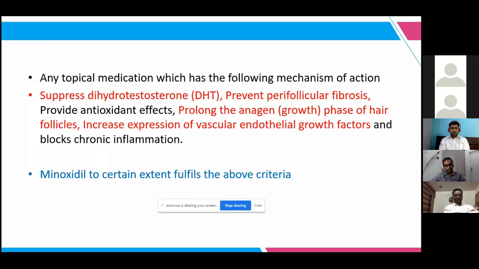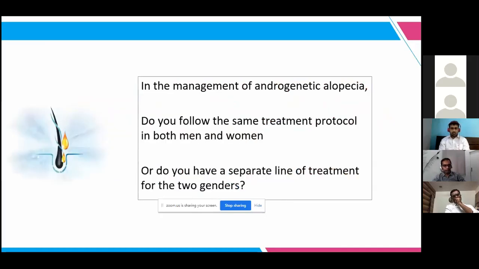Okay. Yeah, that's good because any topical medication should have the ability to suppress the DHT. It should have the ability to prevent the perifollicular fibrosis, and then it should prolong the anagen phase of the hair follicles, increase the expression of vascular endothelial growth factor, thereby increasing vascularity, and then block chronic inflammation and provide antioxidant effects. So these are the criteria to be an ideal topical medication for hair loss. Minoxidil to a certain extent fulfills this criteria, and that's why minoxidil is the only one which is approved by FDA also. Yes. Next question goes to Dr.